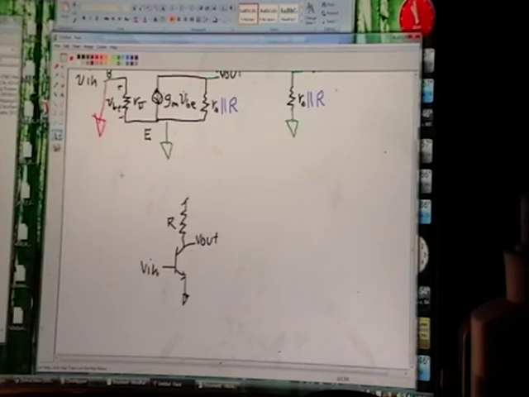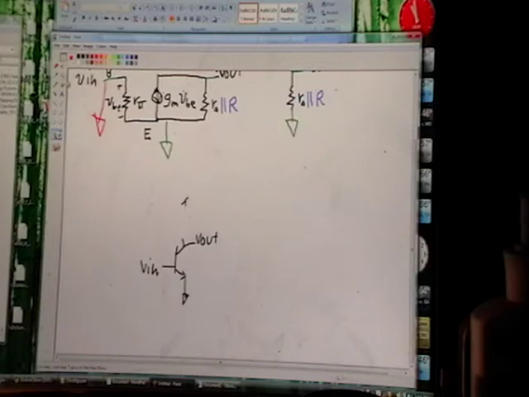Okay, so if you're going to draw it, you get rid of the resistor and you draw in a transistor. The trick is that we haven't discussed why, but you want to use a PNP for this load. We'll talk about that at some point.